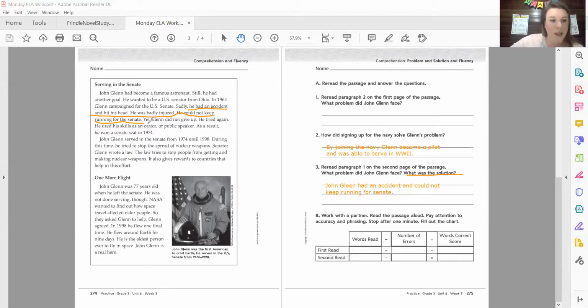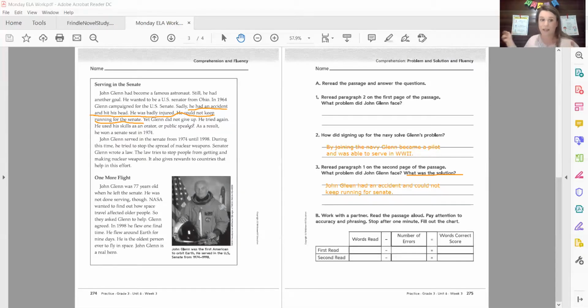Let's read on. Yet Glenn did not give up. Okay, so he didn't give up. That was an event that happened. He tried again. He used his skills as an orator or public speaker. There you go. There's those events. So you had a problem in the beginning. Then he did not give up. He used his skills as a public speaker.